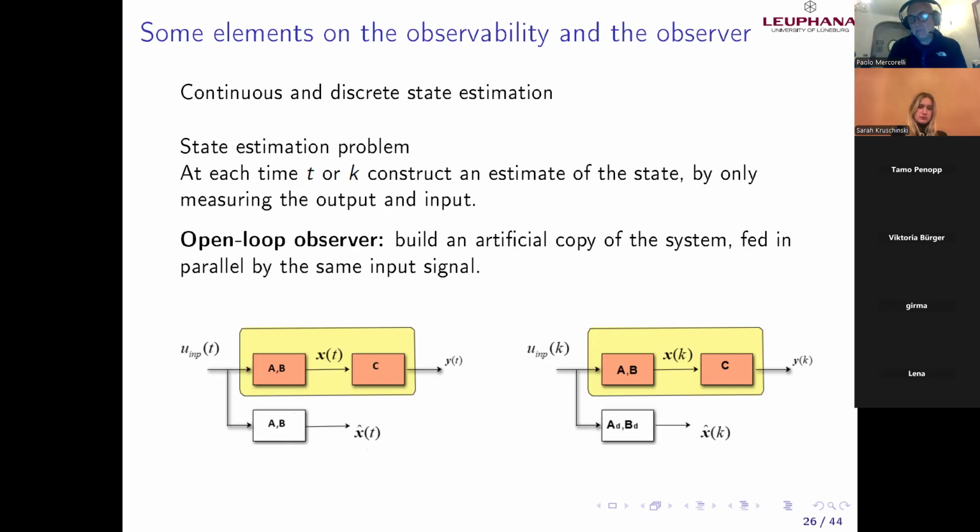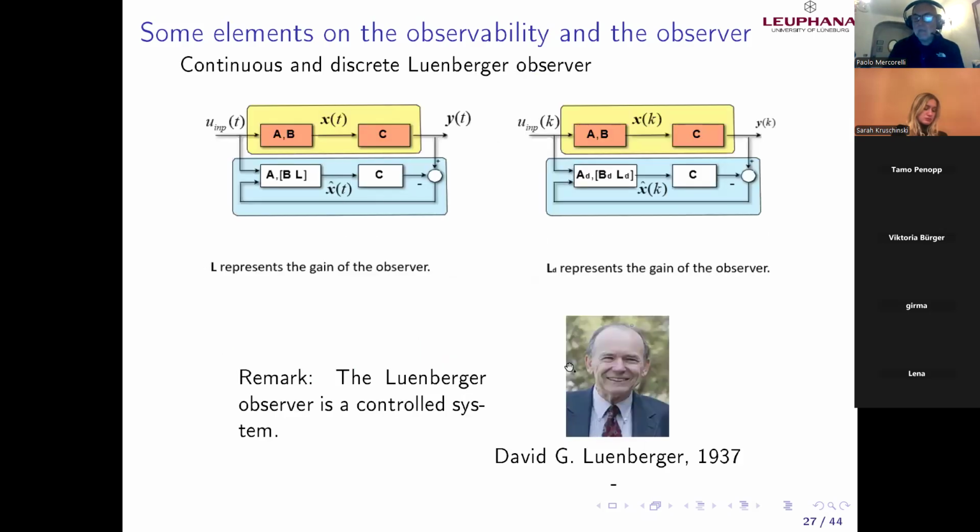Why is it an artificial copy? Because I will never know exactly A and B, or better to say, the A and B which represent exactly the system. Forget the discrete at this moment. I will come back later. Look, here is Professor Luenberger, who started this theory of the observer. The name Luenberger observer came from the professor.